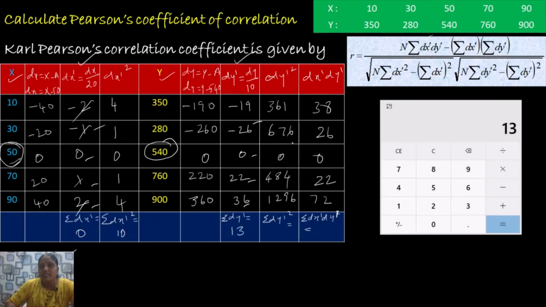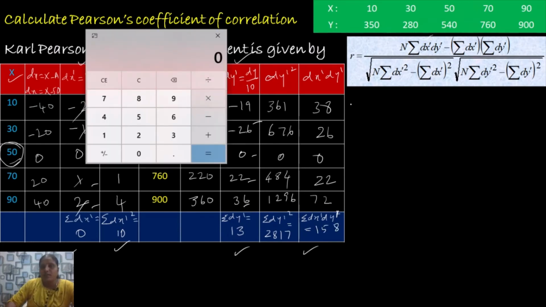Next, sigma dy dash square, that is 361 plus 676 plus 484 plus 1296. You get the total as 2817. Next, sigma dx dash dy dash, that is 38 plus 26 plus 22 plus 72. You get the value as 152. Oh, sorry, 158.